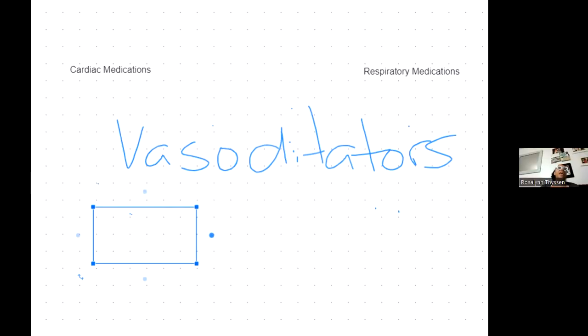Let's say somebody has chest pain. What's the first thing they need to do? Chest pain. What's the first thing they need to do? Lie down.